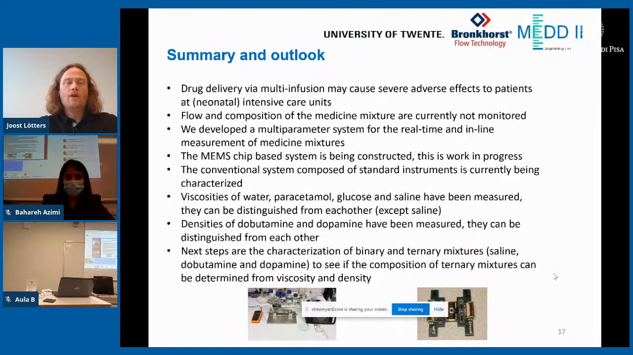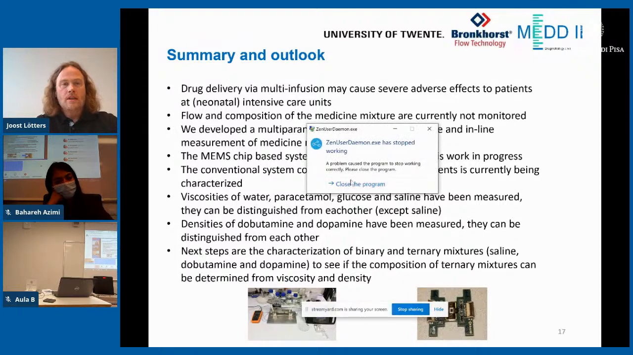So in summary and an outlook to the next stage of the research: drug delivery via multi-infusion may cause severe adverse effects to patients at intensive care units and especially to neonates. At this moment, the flow and composition of the medicine mixture administered to the patients are not monitored. We developed a multi-parameter system for real-time and inline measurement of the medicine mixtures. And the chip version, which should be the envisioned final version, that's still a work in progress.